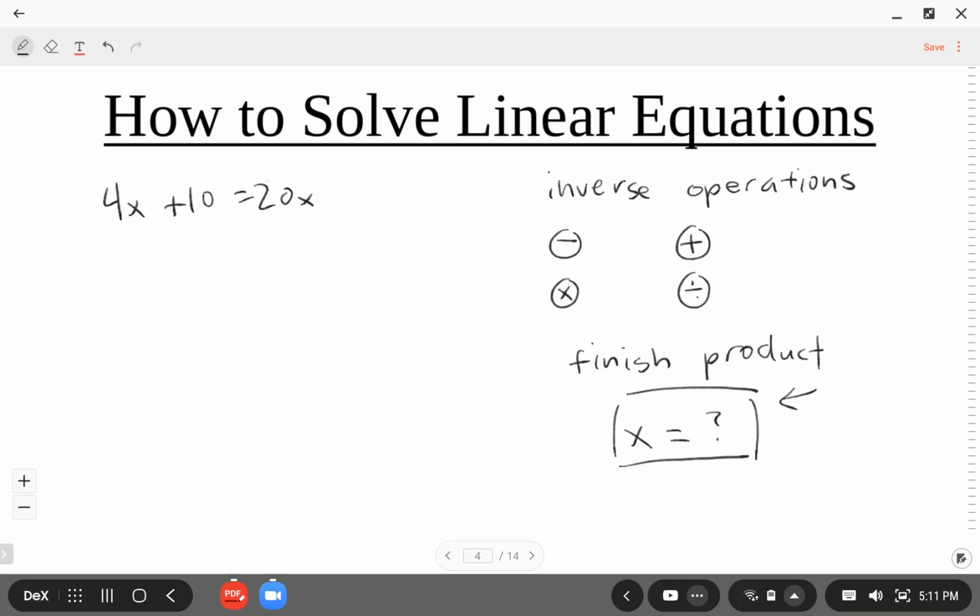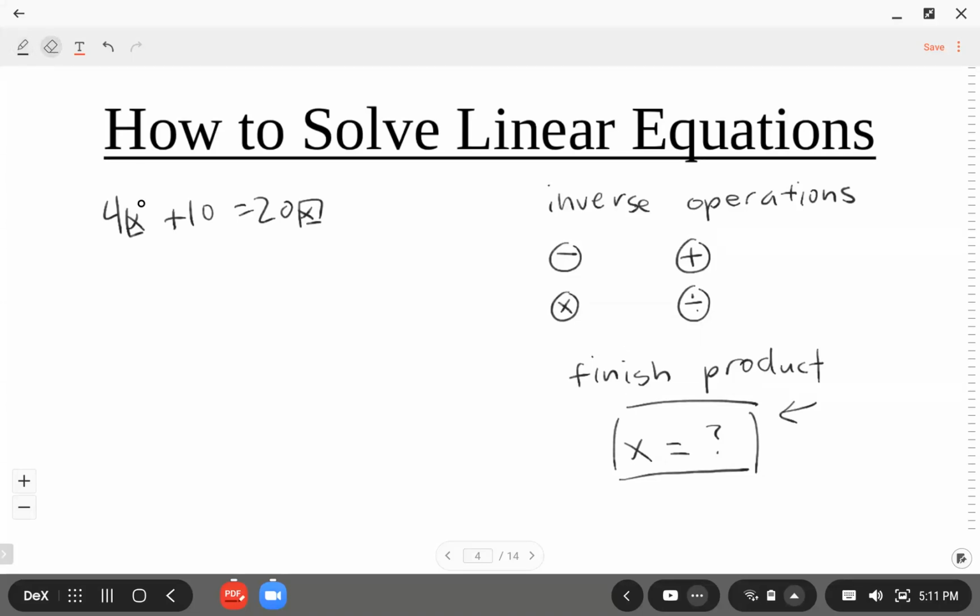So we've got x on this side and x on that side, right? Got 4x and 20x. Now, to remove x from one side, let's say we want to remove 4x from this side, okay? We want to remove 4x on this side and move it to this other side. We want to isolate x on one side, right? So how do you move this x?